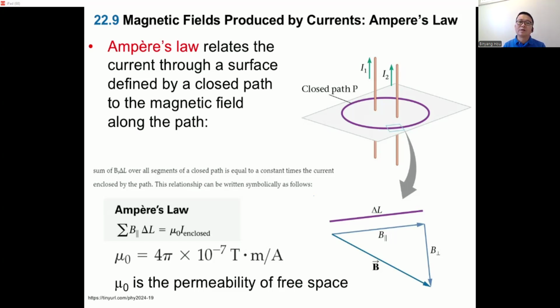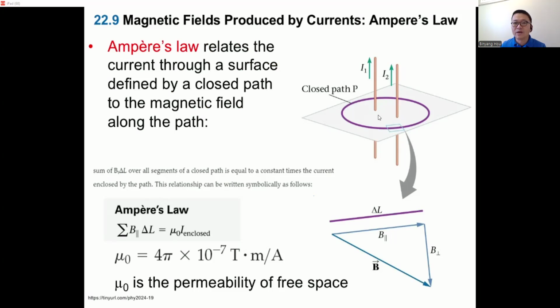To determine that, you can use a law called Ampere's law. This is similar to Gauss's law, but slightly different. This law says the summation of the B field, the magnetic field, parallel to the path, over all segments of the closed path, is proportional to the current enclosed by that path.